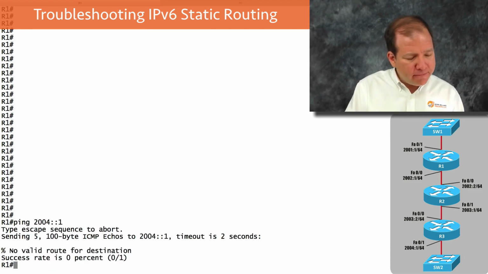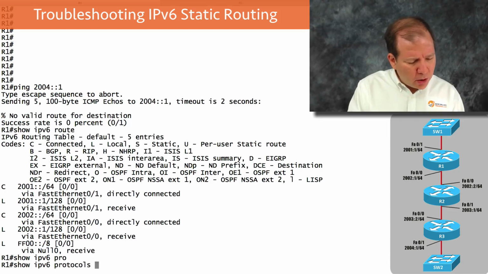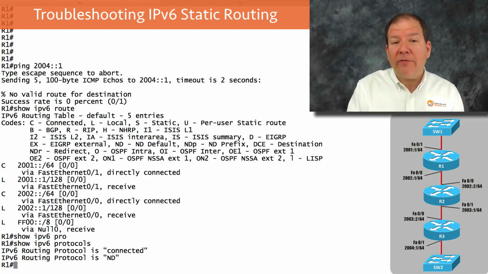2004::1. Can I ping that? No, it says I have no valid route for that destination. So I'm guessing if I do a show IPv6 route, I'm not going to have much information there. Now, I haven't dynamically learned anything. Am I even running a dynamic IPv6 routing protocol? Let's do a show IPv6 protocols. No, I don't even have an IPv6 routing protocol that I'm running right now.